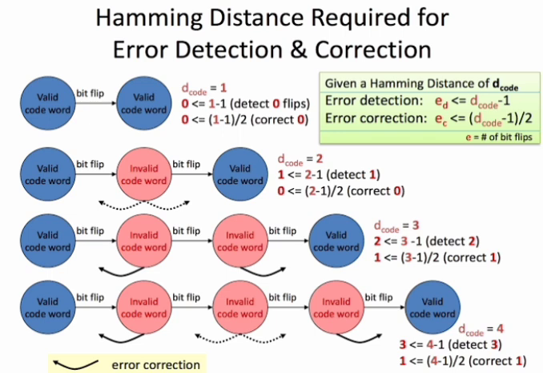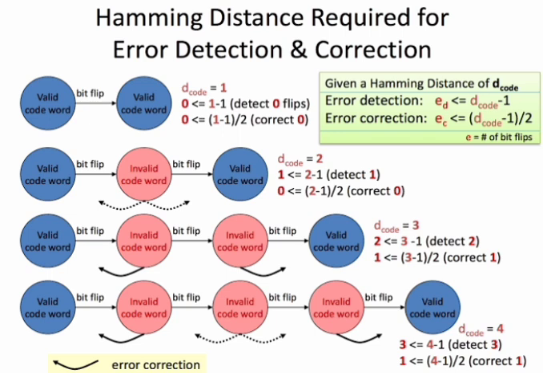Some properties of Hamming distance between two code words. d of x,y equals the Hamming distance between the code words x and y. Then d of x,y is greater than or equal to 0, with equality if x equals y. d of x,y equals d of y,x. Symmetry. d of x,y is less than or equal to d of x,z plus d of z,y. Triangle inequality.